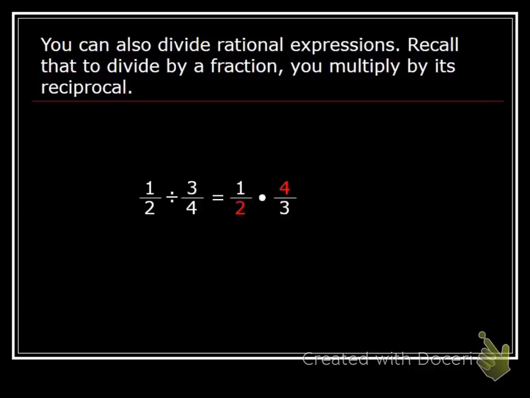So you change division to multiplication, and then you take the reciprocal, or flip, the second fraction. Make sure you know it's the second one, because if you flip the first one, that's wrong. Or if you flip both of them, also wrong. So just make sure you know which one flips.